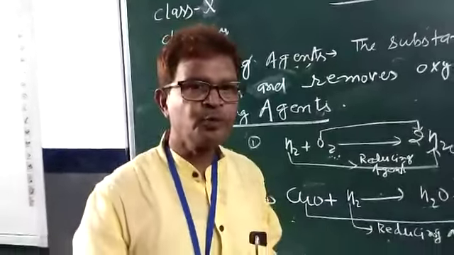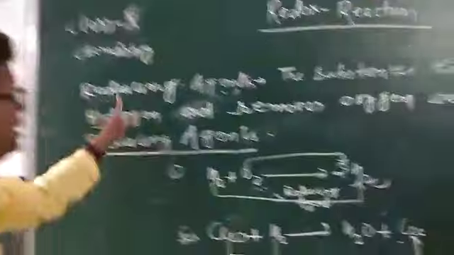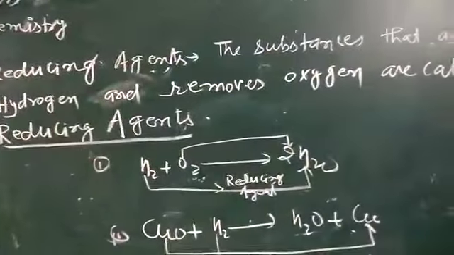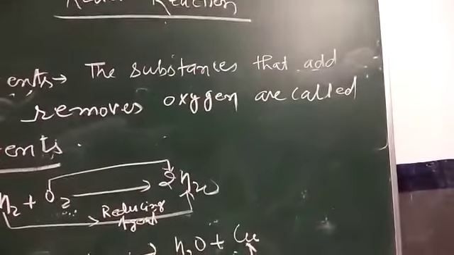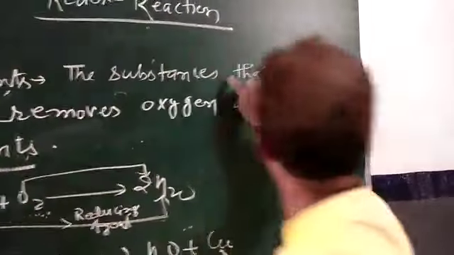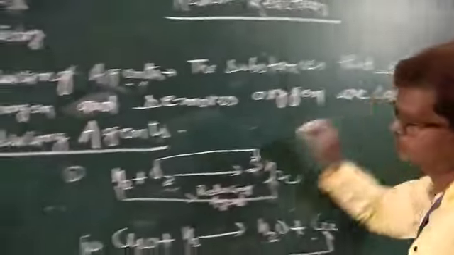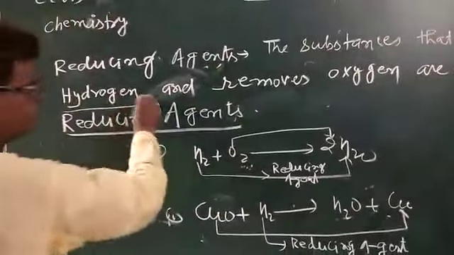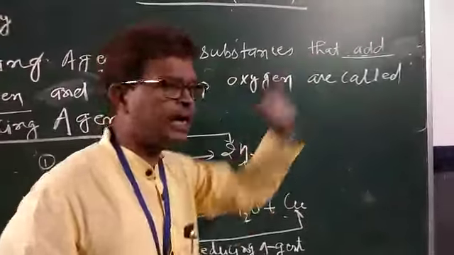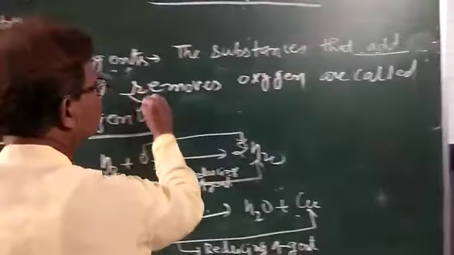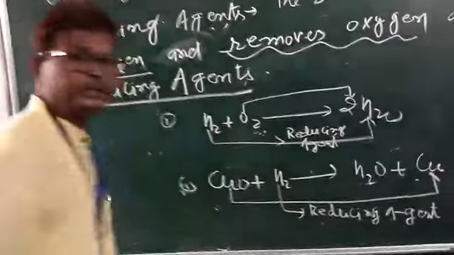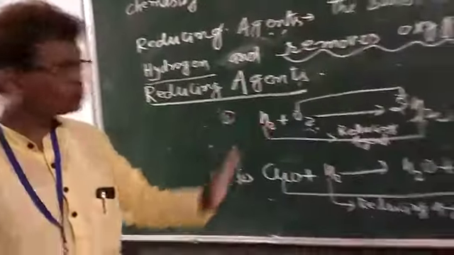Students, now we will discuss reducing agent. At first try to understand the definition of reducing agent. The substances that add hydrogen. See the two main points. The substances that add hydrogen and remove oxygen are called reducing agents. This can be made clear by these two examples.